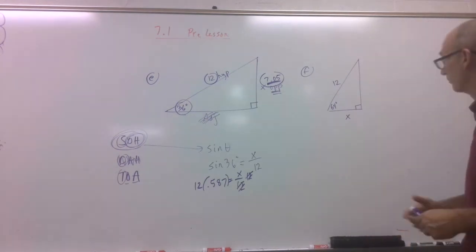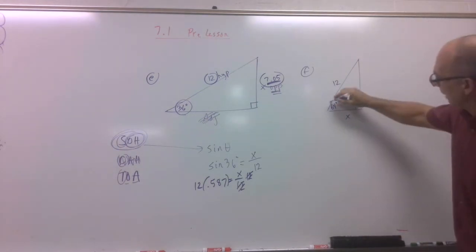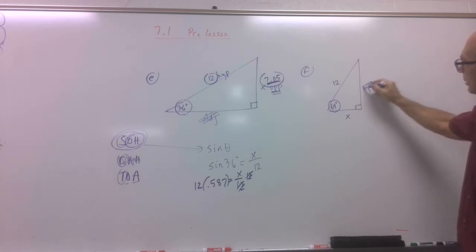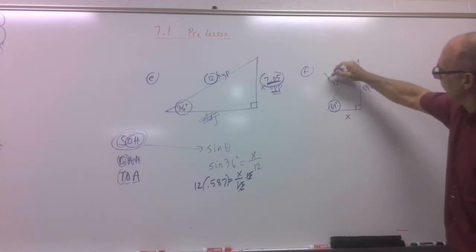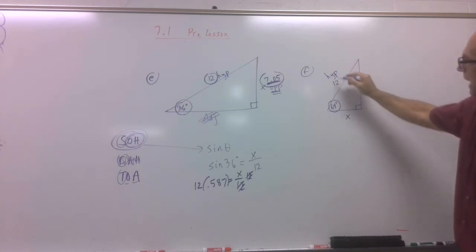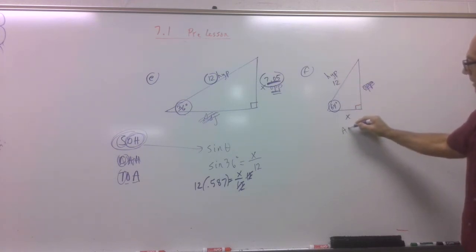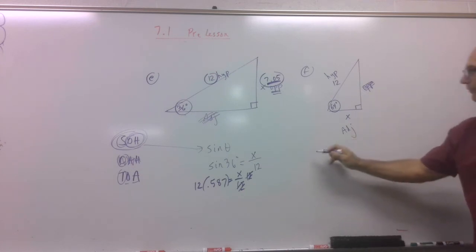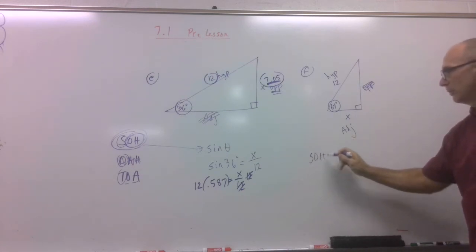Now let's tackle this next one. A little different. Here's my reference angle. Well, that means this is my opposite side. I don't know what it is, so that's not going to do me any good. This is my hypotenuse. And because this is opposite and that's hypotenuse, by process of elimination, that must be my adjacent side.